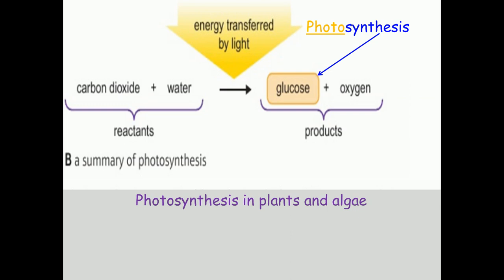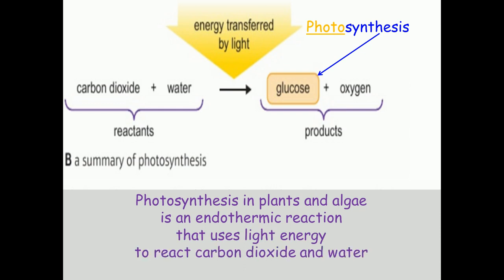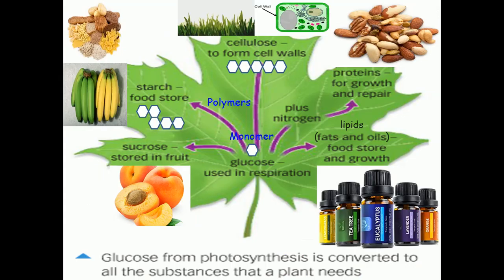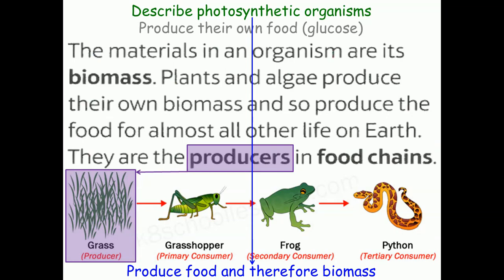So using the spec, the definition of photosynthesis in plants and algae is an endothermic reaction that uses light energy to react carbon dioxide and water to produce glucose and oxygen. And then that glucose that is produced in photosynthesis can be used to release energy in respiration by plants. So animals consume glucose to release energy, but plants have to produce their own glucose in photosynthesis. They could also use the glucose to make plant materials, which is their biomass.